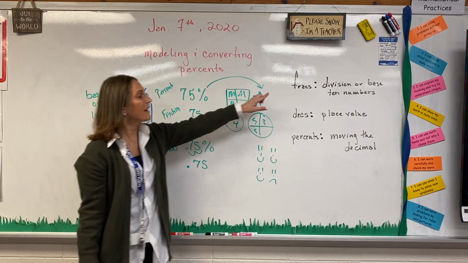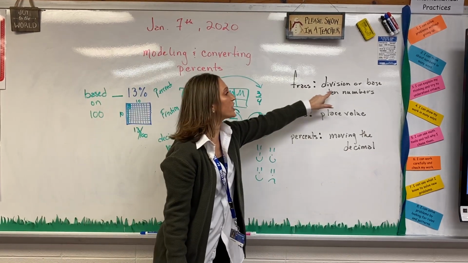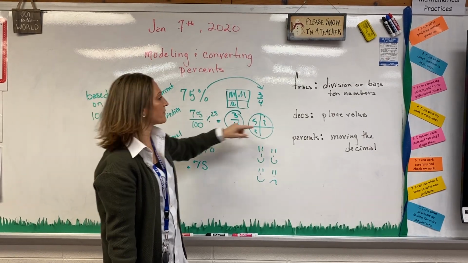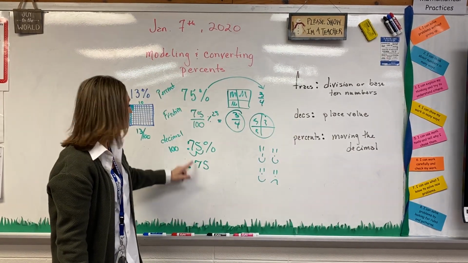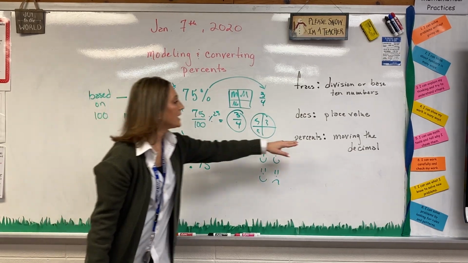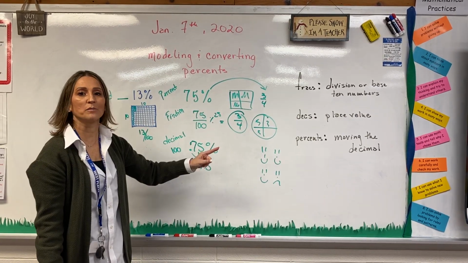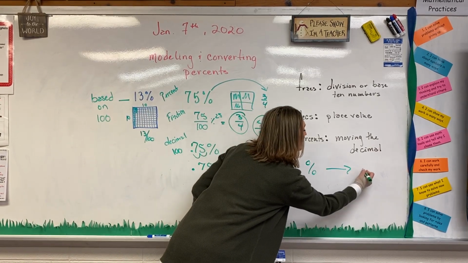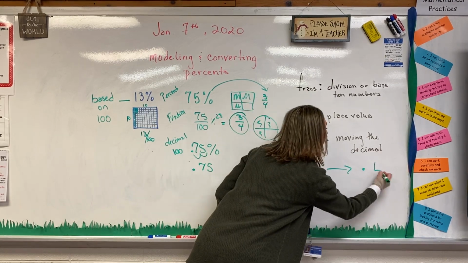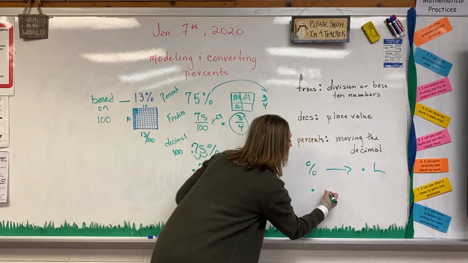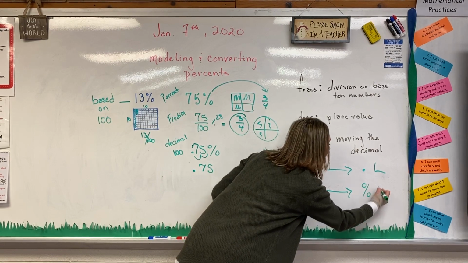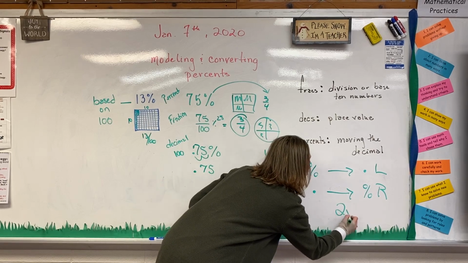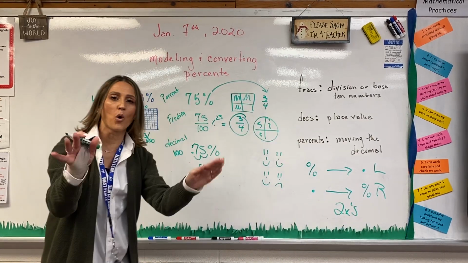They know these rules. They know that fractions require division or base 10 numbers. Decimals require place value. I need to get to the hundredths position. Percents require moving the decimal. If it's a percent and I want to go to a decimal, I go to the left. If it's a decimal and I want to turn it into a percent, I'm going to move the decimal to the right. And I only do that 2 times, never any more than that.